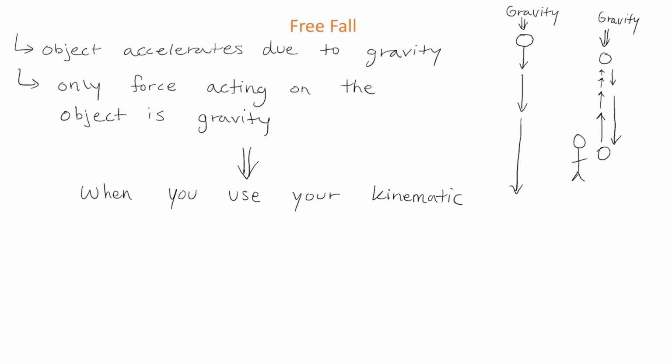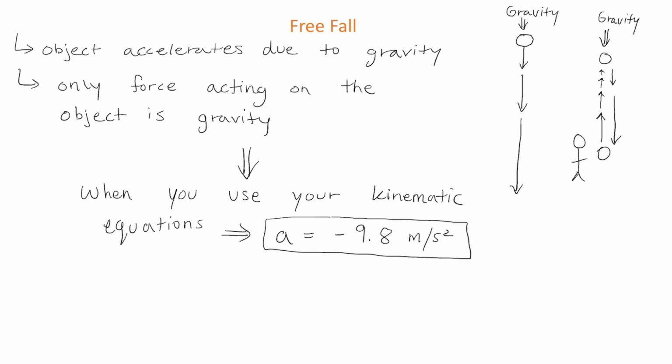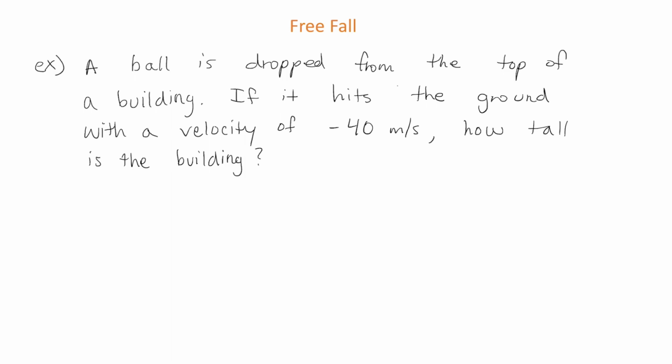And when you use your kinematic equations to solve free fall motion questions, the acceleration you use will be the acceleration due to gravity, which is always equal to negative 9.8 meters per second squared. So just to make this clear, the acceleration value that you use when an object is moving with free fall motion is always a is equal to negative 9.8 meters per second squared. Let's do an example to make this clear.